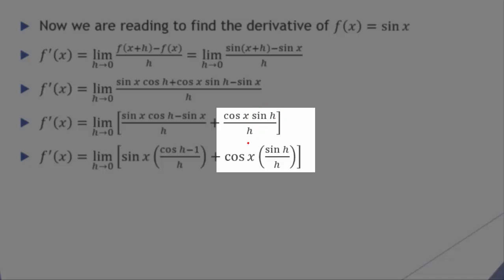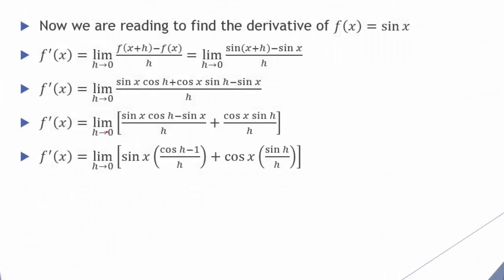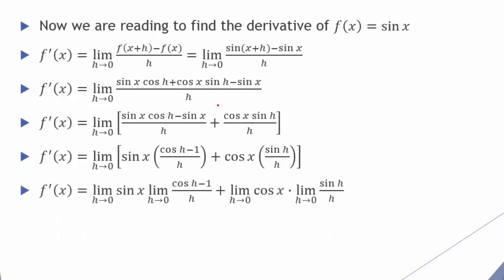But I'm starting to notice the sine h and the h, and notice we're letting h approach 0. We're starting to resemble that first limit that we talked about. So once we split those off, this is what we end up with. Properties of limits say that we can split this first limit across multiplication. So we have the limit as h approaches 0 of sine x times the limit as h approaches 0 of cosine of h minus 1 over h. And then plus, split it again across addition, the limit as h approaches 0 of cosine x times the limit as h approaches 0 of the sine h over h.